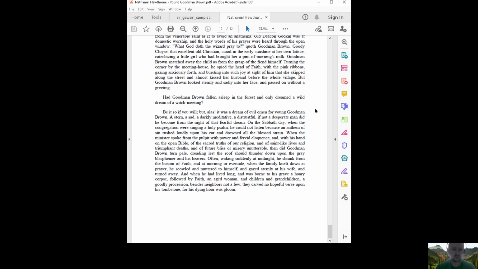When the minister spoke from the pulpit with power and fervid eloquence, and with his hand on the open Bible of the sacred truths of our religion, and of saint-like lives and triumphant deaths, and of future bliss or misery unutterable, then did Goodman Brown turn pale, dreading lest the roof should thunder down upon the gray blasphemer and his hearers. Often waking suddenly at midnight, he shrank from the bosom of Faith, and at morning or eventide, when the family knelt down to prayer, he scowled and muttered to himself and gazed sternly at his wife, and turned away.